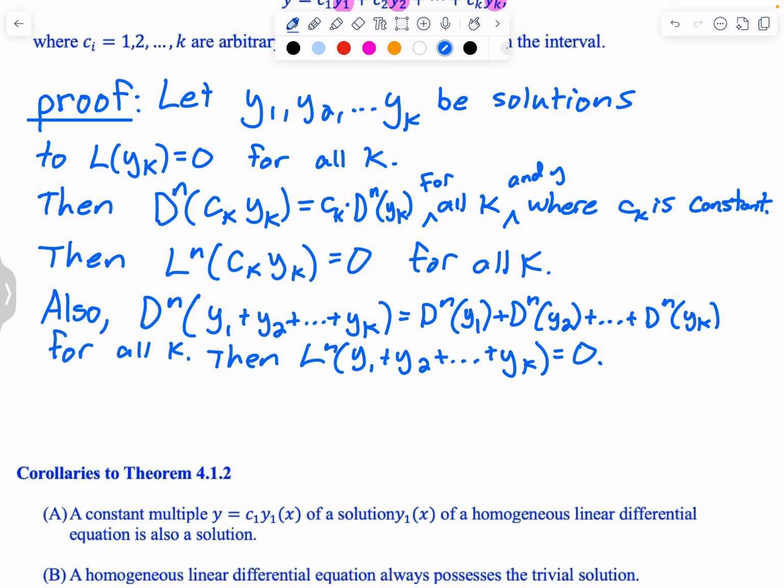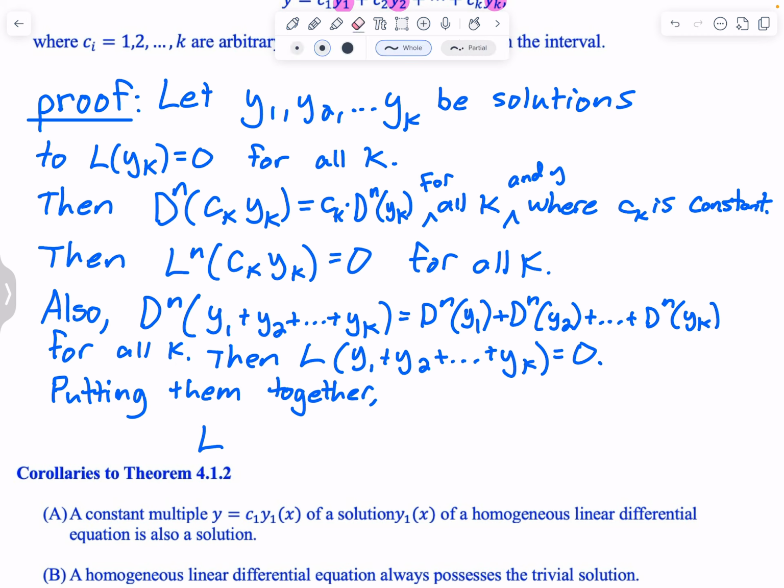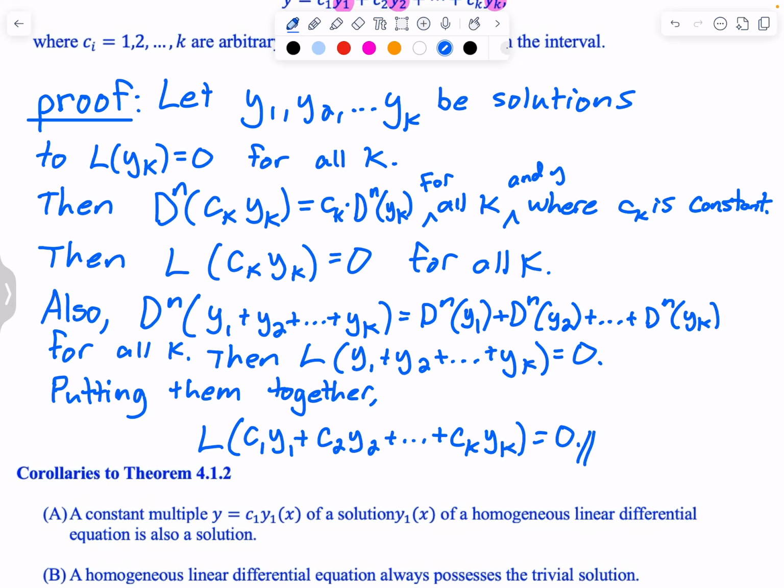Putting them together, because I know derivatives work like that, I can pull constants out. I can also take derivatives of sums. We have that L sub n of c1 y1 plus c2 y2 plus dot dot dot plus ck yk equals 0 for all k.